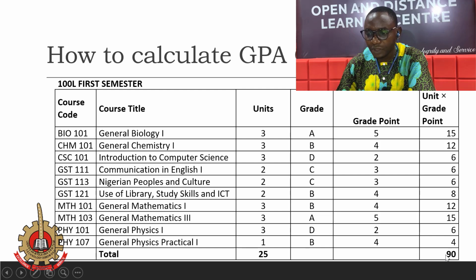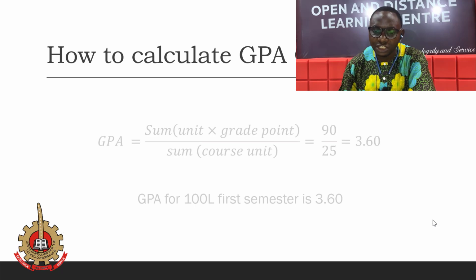Recall that I said you should pay attention to the total number of units that you registered for and the total of these multiplications that you have done. So you should pay attention to it. That is what we will be using to calculate the GPA.